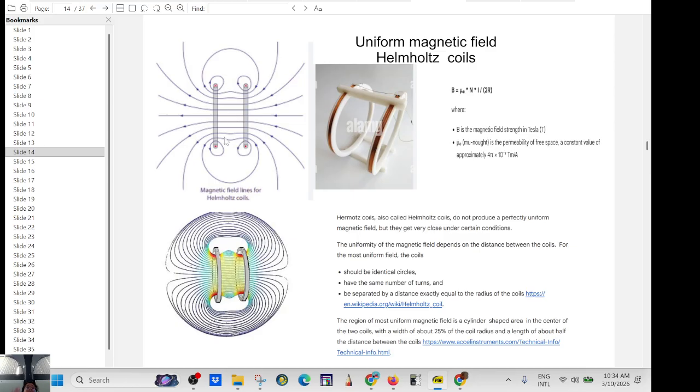So it will behave like two parallel plate capacitors, with a uniform electric field. So maybe you do that in the lab. Maybe you have seen that in the lab.